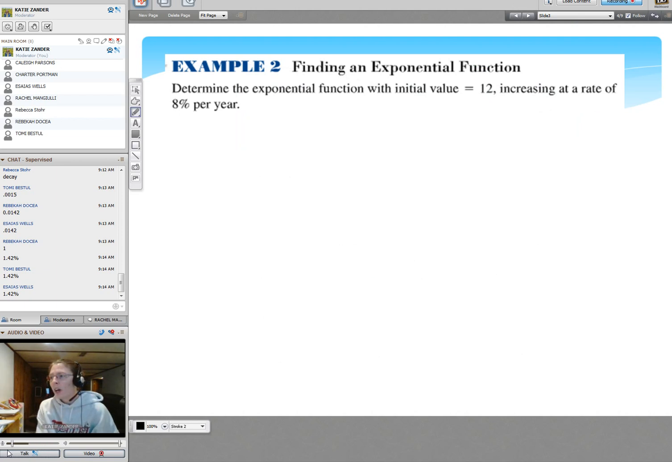All right, let's go ahead here and actually write an equation to represent the situation they're presenting. It says determine the exponential function that has an initial value of 12 and is increasing at a rate of 8% per year. So they're looking for the actual equation to represent this. So f of x or p of t, whatever you want that function to be, equals. How are we going to start this equation off?